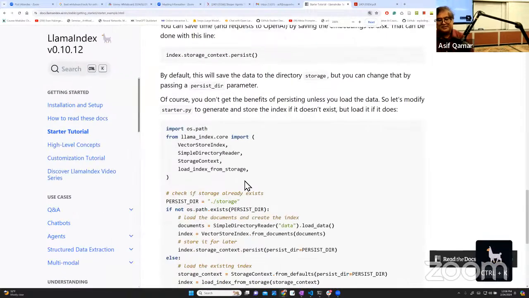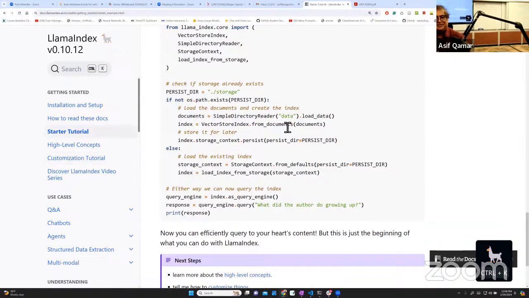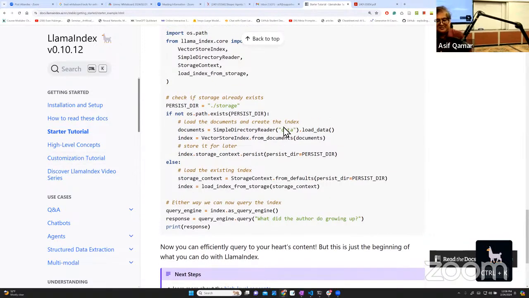After having done the previous boot camp, I hope you'll appreciate that a lot is being accomplished in these few lines. Well, let's go over it. You have a storage, a place to persist it. If you don't have it, you're going to create an index; else, storage context from default, load index from storage. What it is saying is that you'll have to create an index. Otherwise, if it exists, just load it.